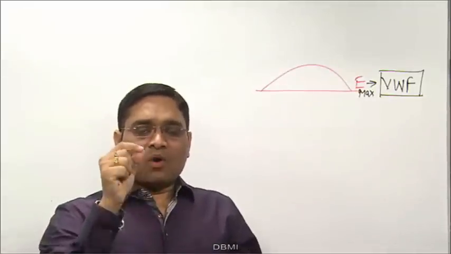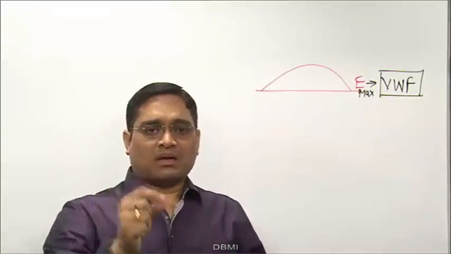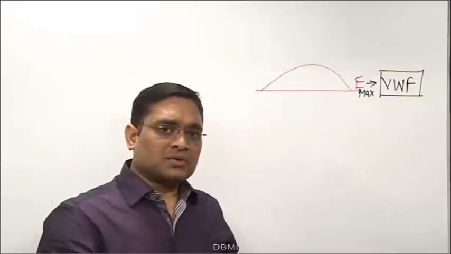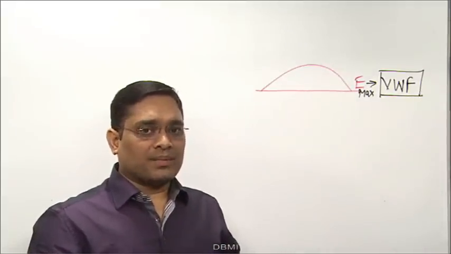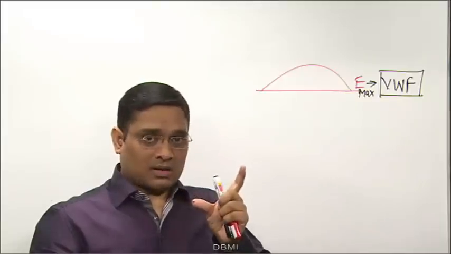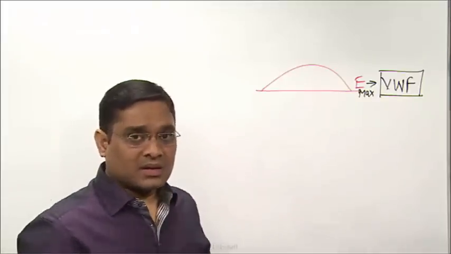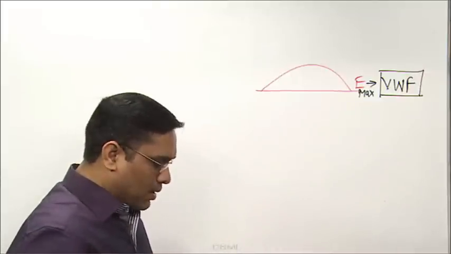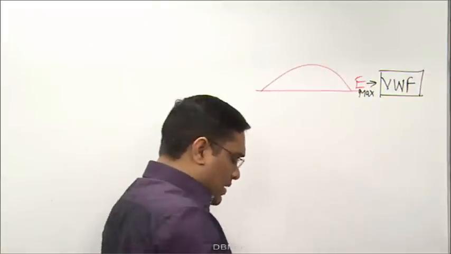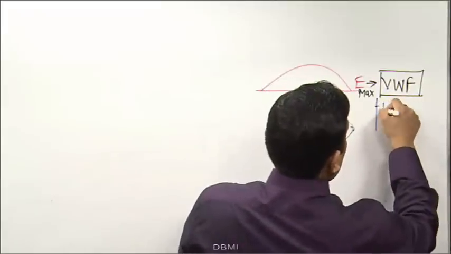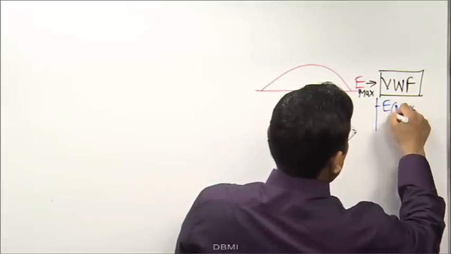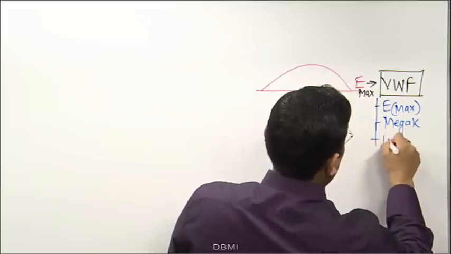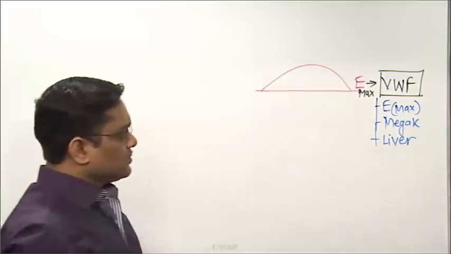PGI exam: von Willebrand factor is synthesized by endothelium, megakaryocyte, liver. What do you choose? Remember, all are right answers. Many of the guys are writing liver is not synthesizing, which is an absolutely wrong concept. Von Willebrand factor can be synthesized by endothelium, which is the maximum synthesis. Apart from this, it can be synthesized by megakaryocyte and from liver also. So this is the right answer.